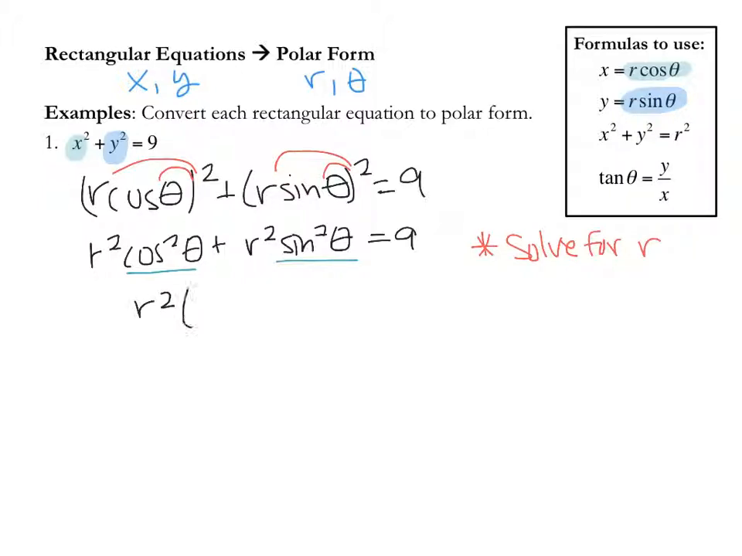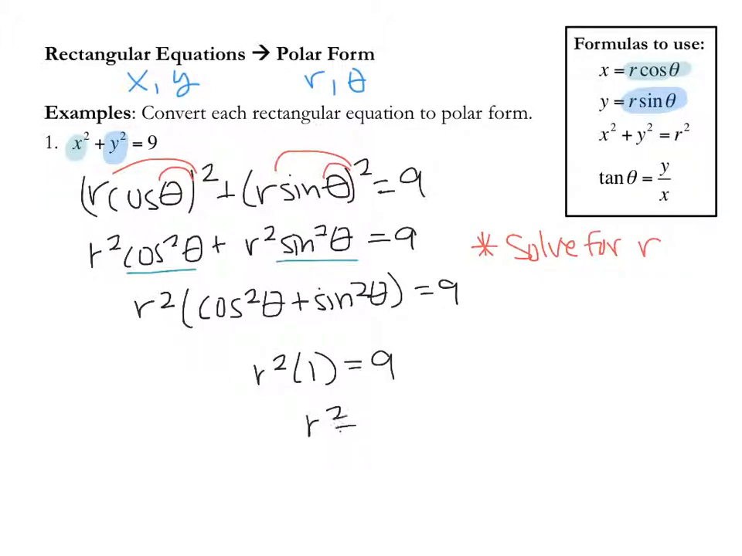So the key is to factor out the r squared. If I want to solve for r, there can only be one r in the problem. So I'm going to take out the r squared, and I'm going to be left with cosine squared plus sine squared equal to 9. And then if you remember cosine squared plus sine squared, that's just 1. So then this is just r squared equals 9, and your goal is to solve for r completely. So I want to take the square root to get r all by itself. Our answer is r equals 3.